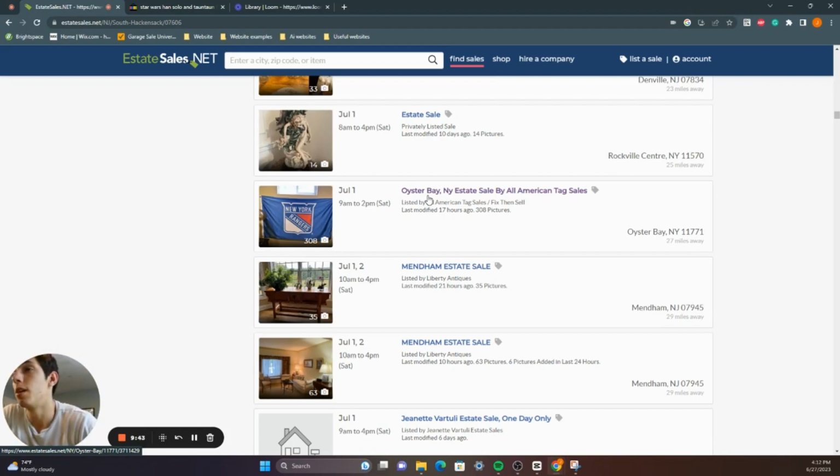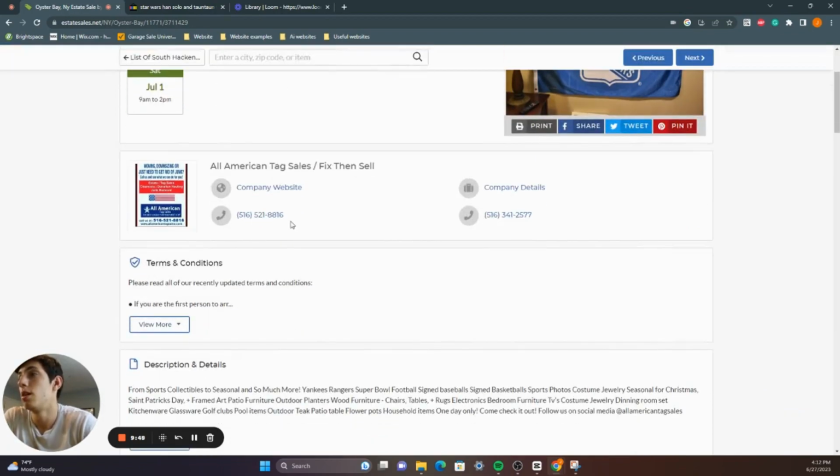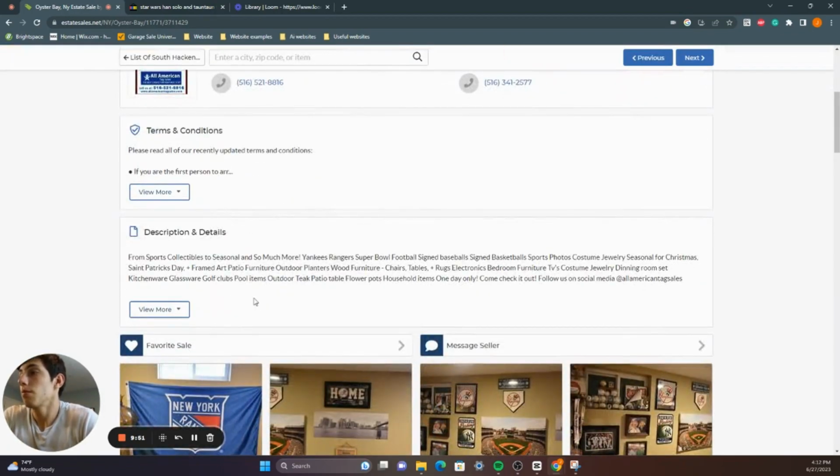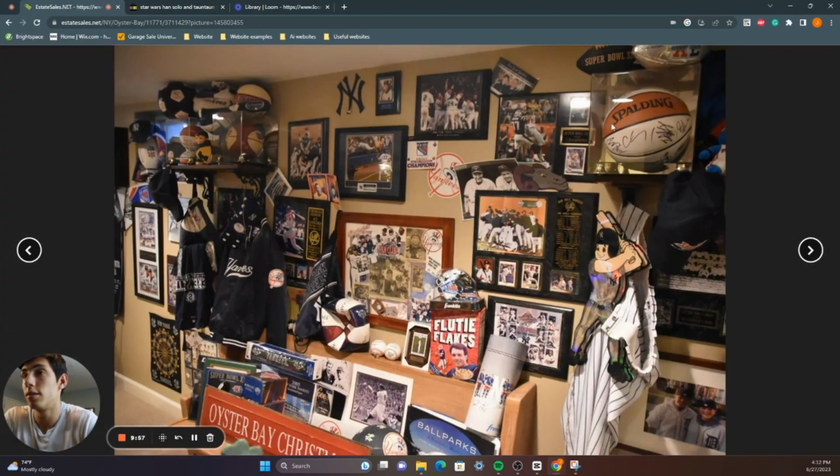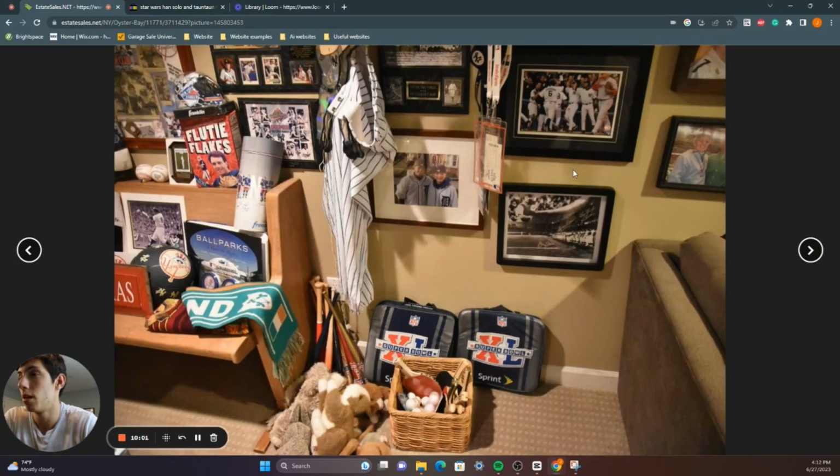So we see it's 27 miles away. It's Oyster Bay, New York. Has 3 pictures. So let's jump in. I'm going to look at the terms and conditions, going to look at the details. You're going to see that there's definitely some sports memorabilia in the house. You can see there's signed basketballs. There's a bunch of Yankees memorabilia.